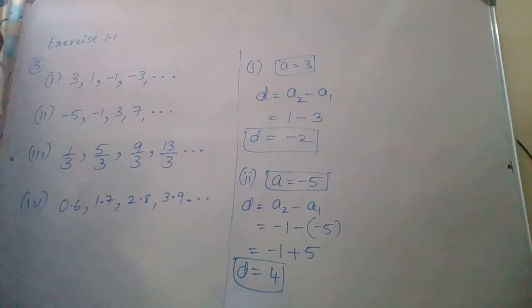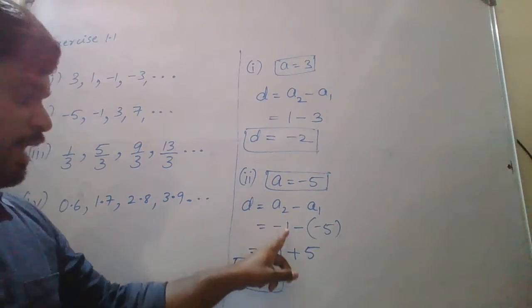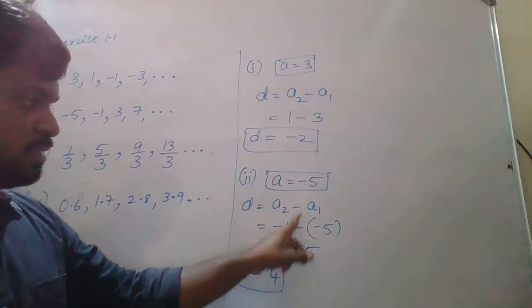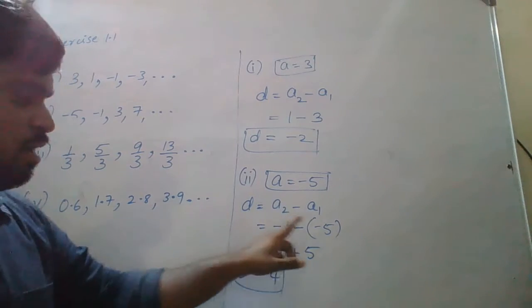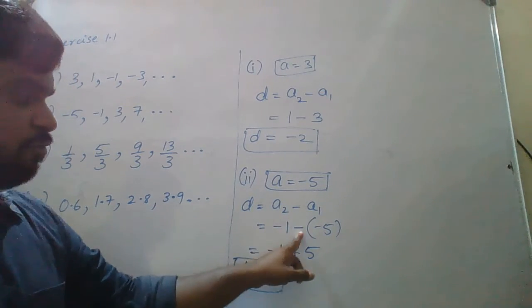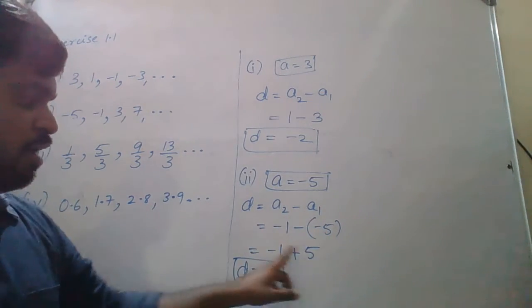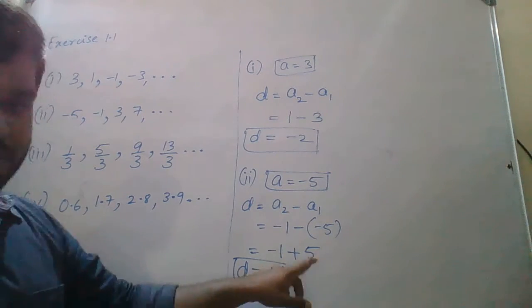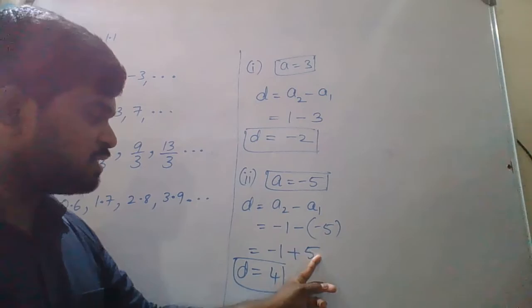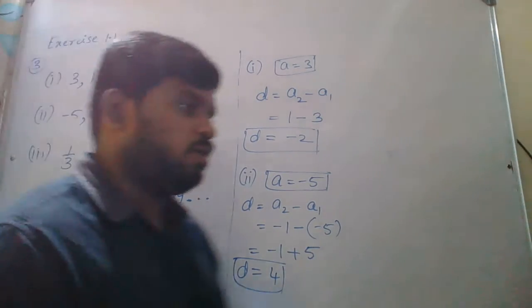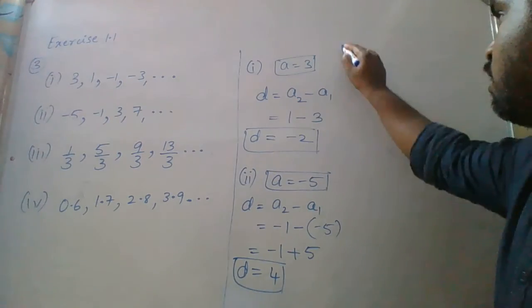So, you have to be very careful. A2 minus A1. A2 is minus 1 minus. What is our A1? Our A1, that is the first term, is minus 5. Minus 1 minus of minus is plus 5. Minus 1 plus 5. Both the numbers have got different signs. So we have to subtract it. 5 minus 1 is 4. 5 is the greater number, so greater number sign. Okay. Let's go to the third question.